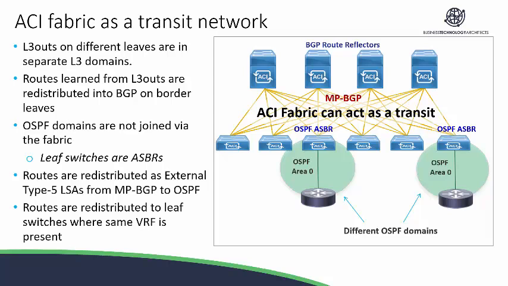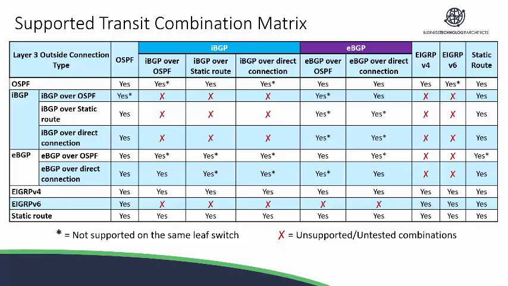Routes learned from layer 3 outs are redistributed into BGP on the border leaves. OSPF domains are not joined via the fabric. Leaf switches are ASBRs, so routes are redistributed as external type 5 link state advertisements from MPBGP to OSPF. You can actually see we've got 2 different OSPF domains, and the ACI fabric can act as a transit network for those routes. Here's the transit combination matrix.